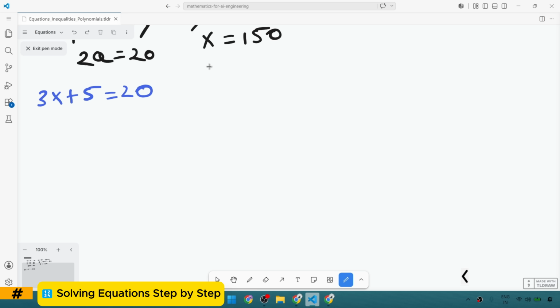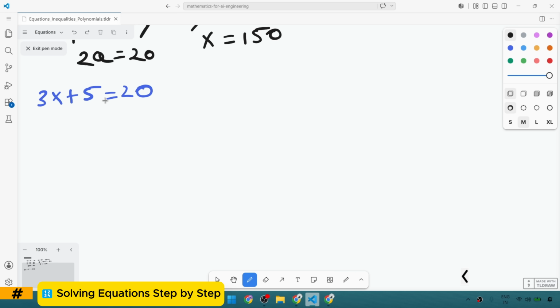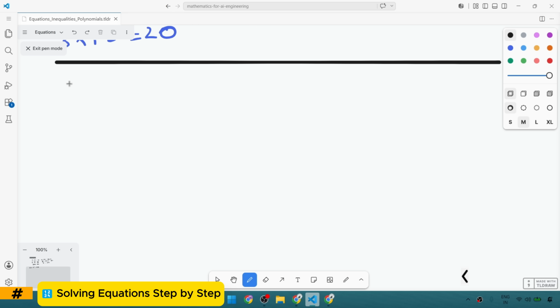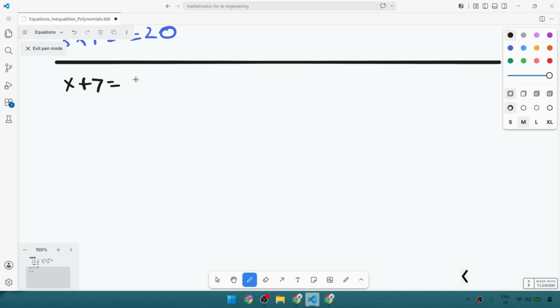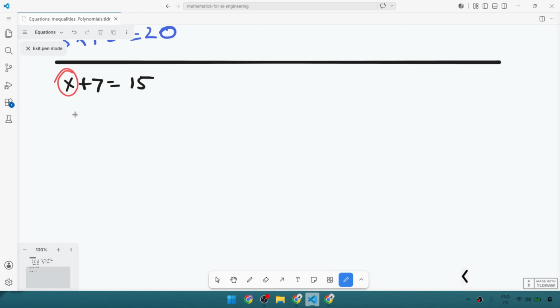Now let's talk about solving equations. So let's take one example here. Let's say we have an equation which is x plus 7 equals 15. So now how to get the value of x? Solving an equation means getting the value of the variable. So here the variable is x. So we want to get the value of x. And how to do that? Our goal is to get this variable x alone. Currently it is with this plus 7, right? On the left hand side. But we want to get this x alone.